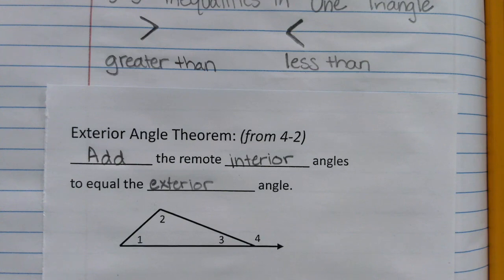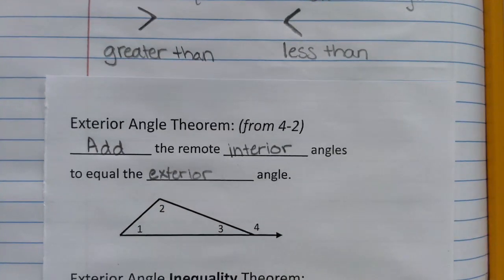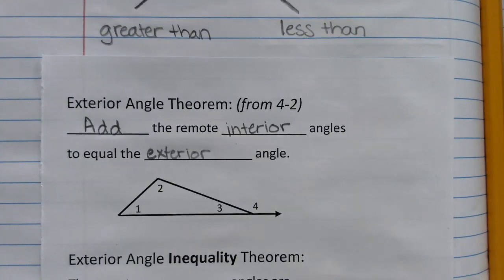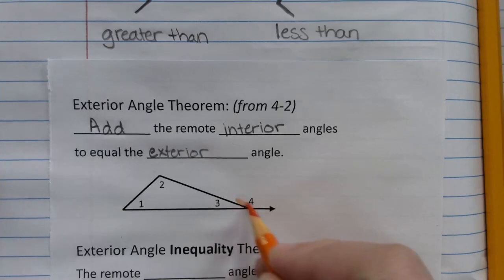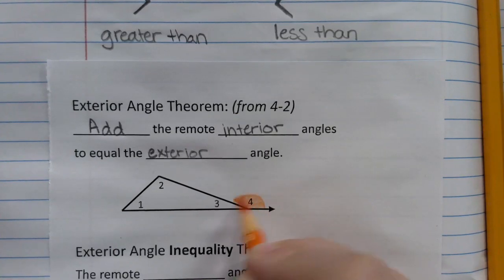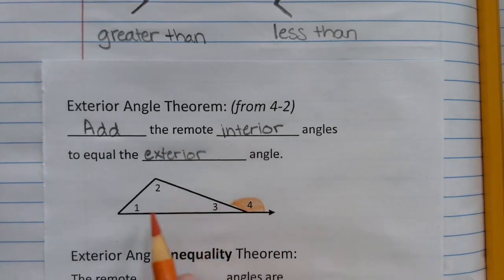All right, so if I look at this one, which one is my exterior angle in this first triangle? 4, good. So I have angle 4. And what would angle 4 be equal to? What are the remote interior angles to angle 4? Is it 1 and 2, 2 and 3, or 3 and 1?